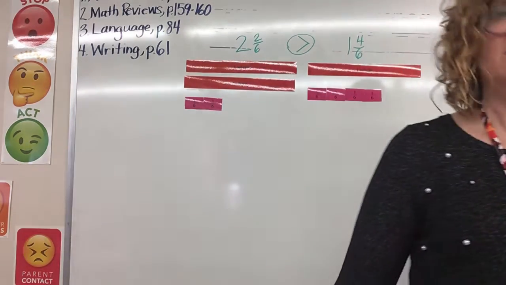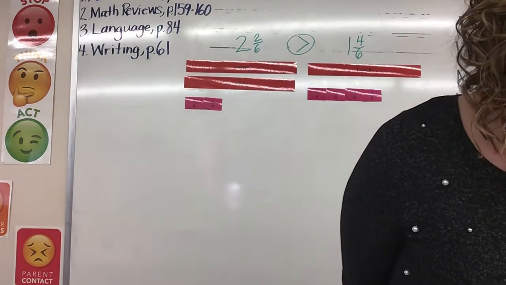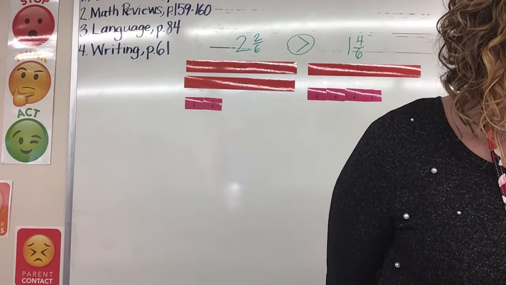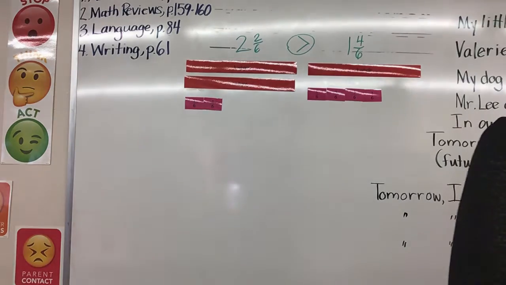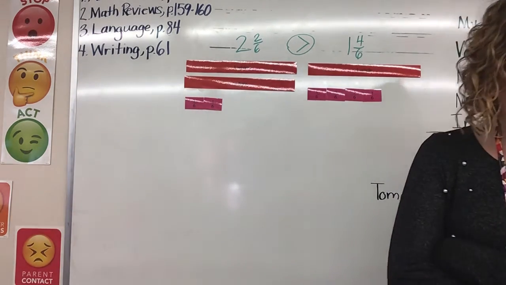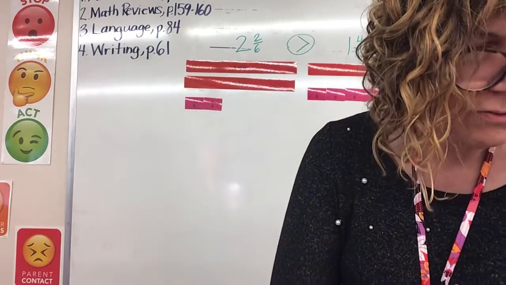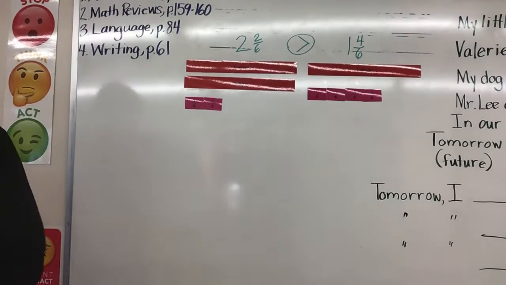Who wants to do the next one? Dane. Since they have 3 colored in, you have to write 3 in the whole number. Very good. And the fraction for the last one? 1. That's not a fraction. Now, 1 what? 1/4. Very good.